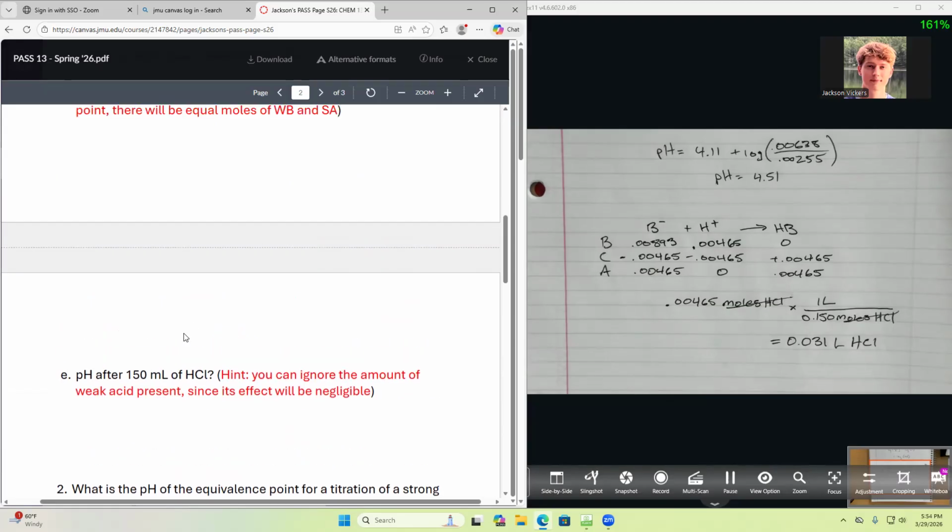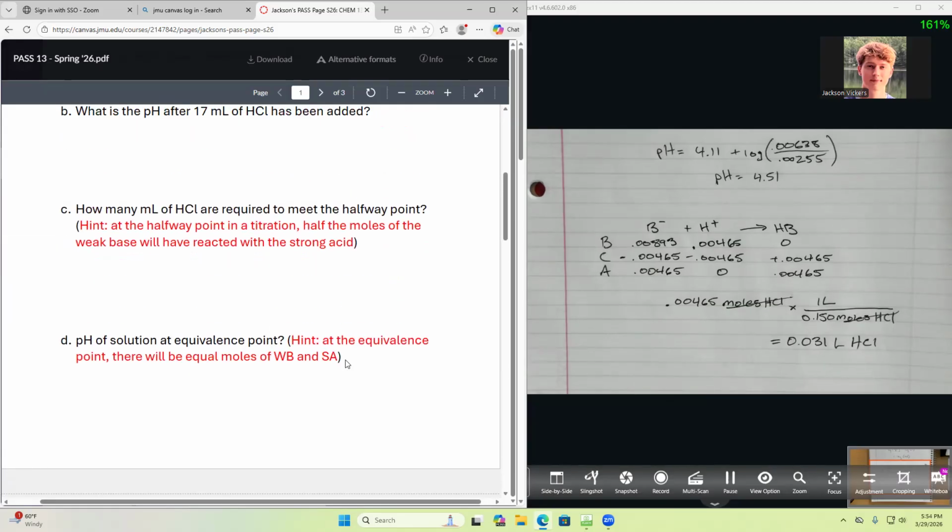So this is probably the hardest type of problem you'll see with the titration. I want you to find the pH of the solution at the equivalence point. And I've given you a hint to explain what the equivalence point means. It's when there is an equal value in moles of your weak base and strong acid.